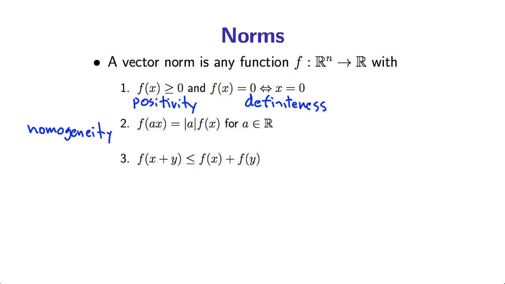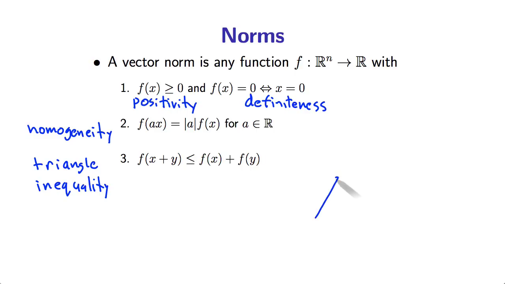And finally, the third property is called the triangle inequality. This says that the norm of x plus y, for two vectors x and y that are of course the same size, otherwise we couldn't add them together, is less than or equal to the sum of the norms. The reason this is called a triangle inequality is you can think of norms kind of like distances. And we'll see in a second that a very common norm is what we typically think of as distance.